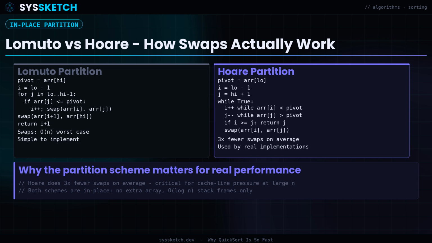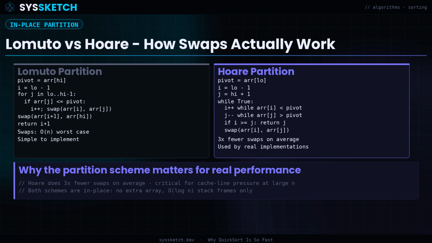The Hoare partition, invented by Tony Hoare in 1959, works differently. It scans two pointers inward from opposite ends, swapping elements that are on the wrong side, and stops when the pointers cross. Hoare performs roughly 3 times fewer swaps than Lomuto on random data. This matters because swaps are memory writes and memory writes evict cache lines. Fewer swaps means the working set stays hotter. This is why real standard library implementations use Hoare or a Hoare variant, not Lomuto.